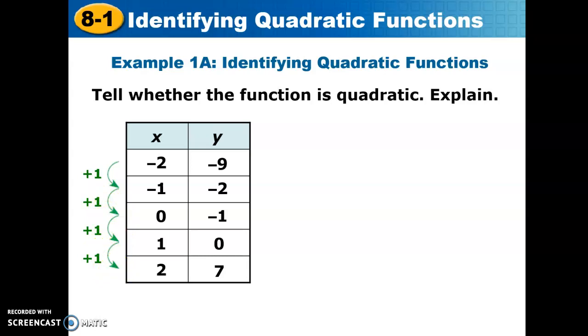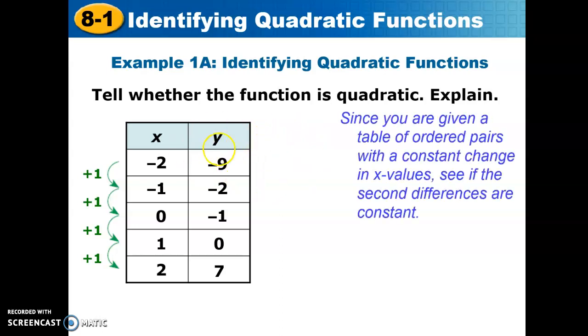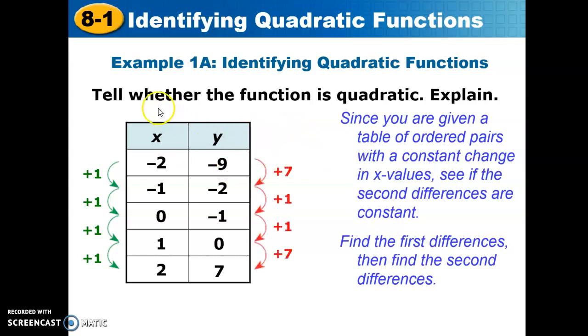We can continue and see if our y differences, our second differences, not our first, are also consistent. So when I do my y's, I notice that when I go from -9 to -2, I'm increasing by 7. When I go from -2 to -1, I'm increasing by 1. When I go from -1 to 0, I'm increasing by 1. 0 to 7, I'm increasing by 7. These are our first differences. We don't really care about those. We just make sure they're right, but we don't care about them.